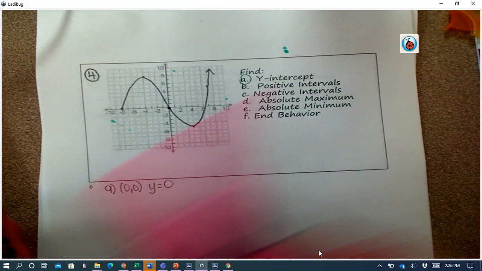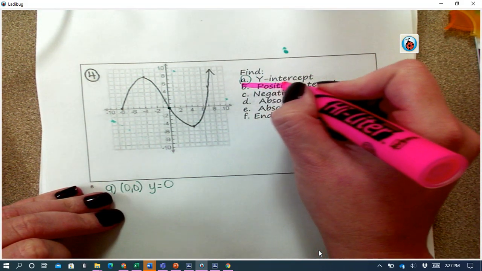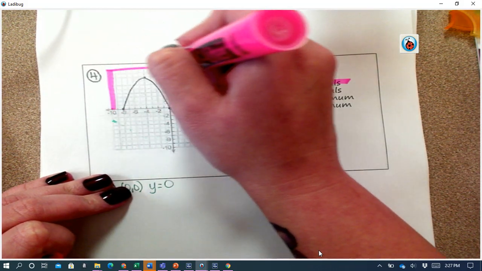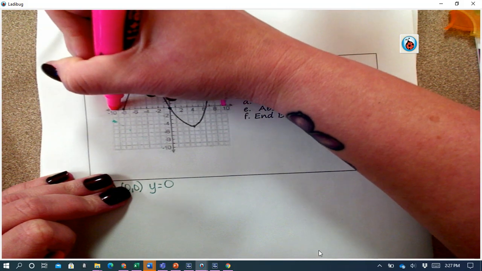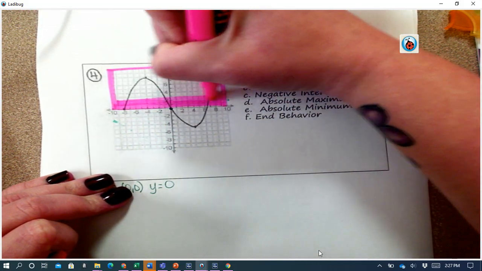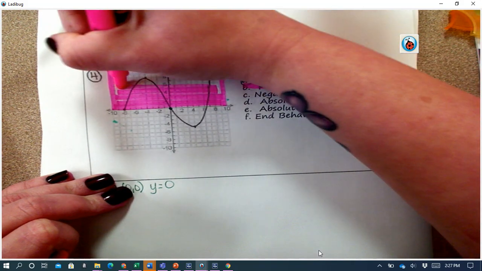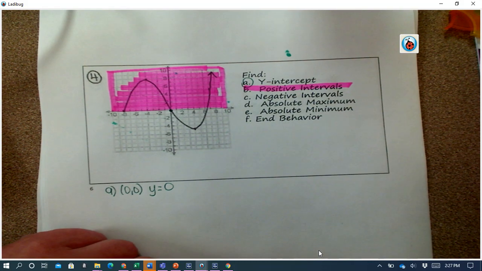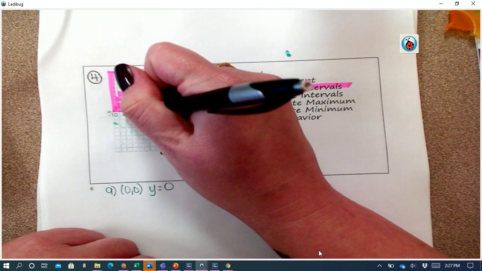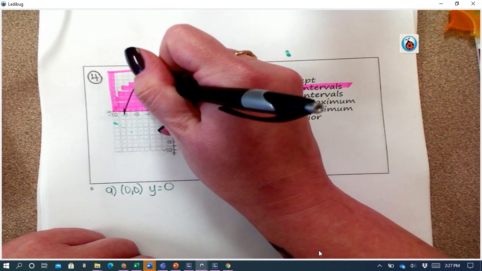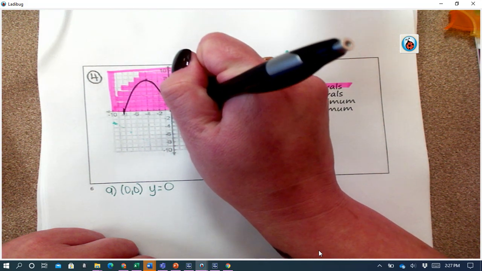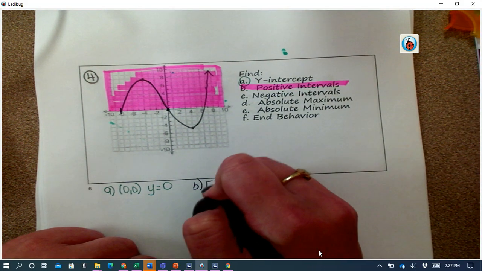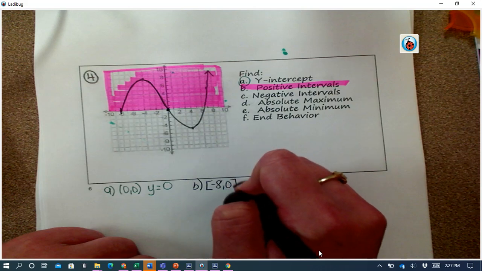Positive intervals. The positive intervals are where the graph is above the x-axis. So in this case, or in every case, it would be whatever section falls above the x-axis. So you're going to use the x values to state those. This section starts at -8, goes up, it stays positive, and then it stops being positive right here when x is 0. So that would be [-8, 0].